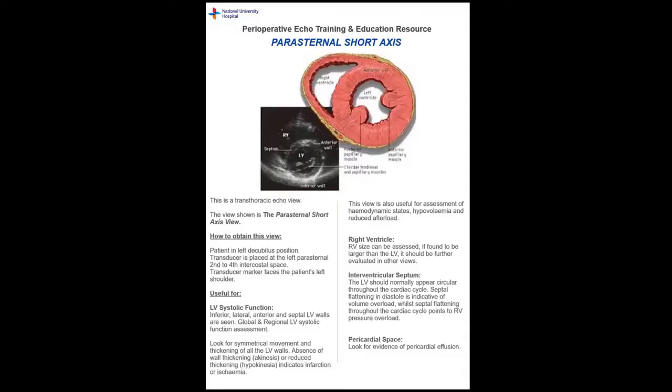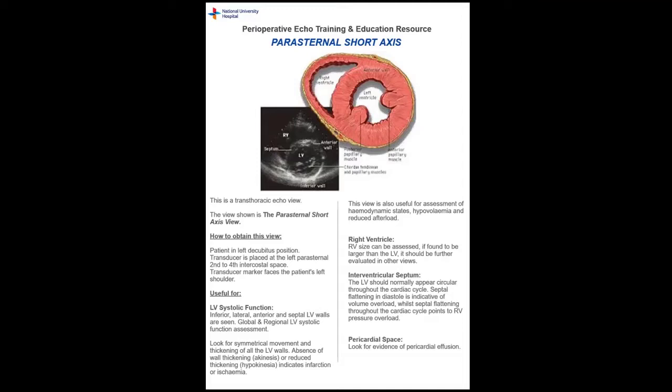Let's start. The parasternal short axis view is obtained with the transducer in the second to fourth left parasternal intercostal space. The marker on the transducer should face the patient's left shoulder. The mid-P-sax view is recognized first by the presence of papillary muscles.